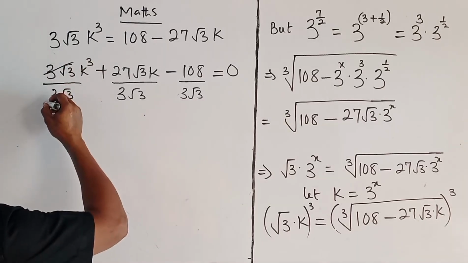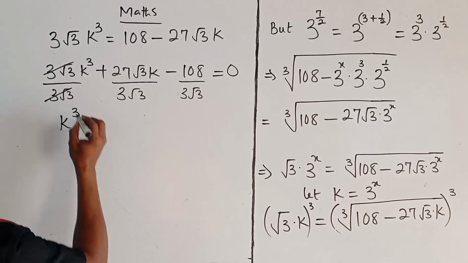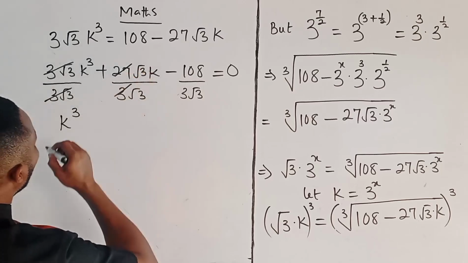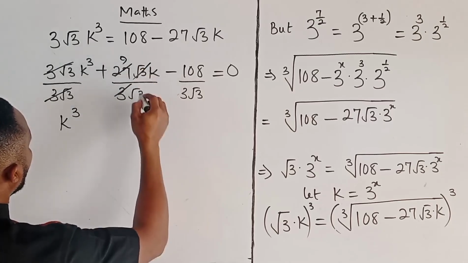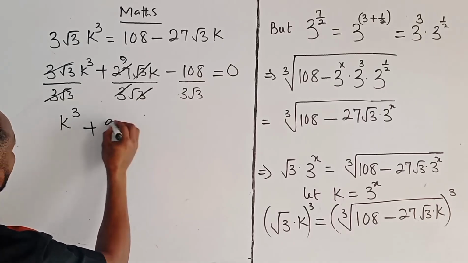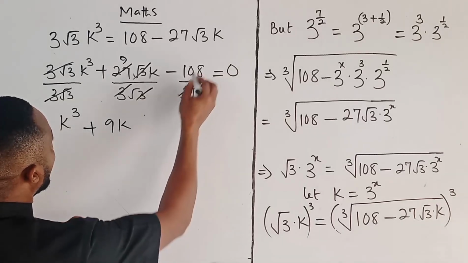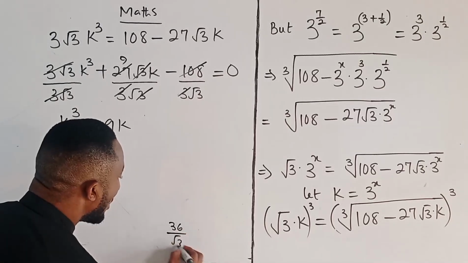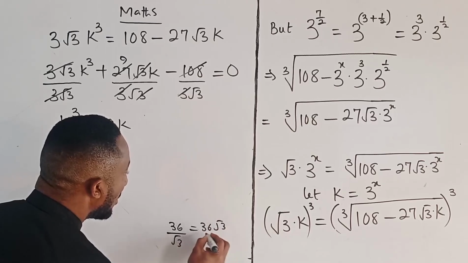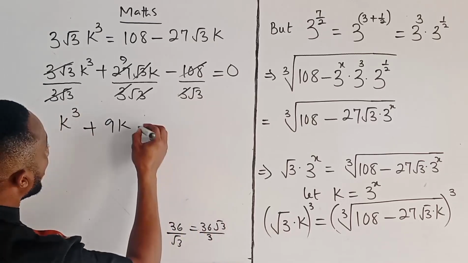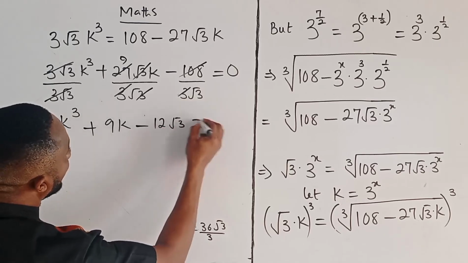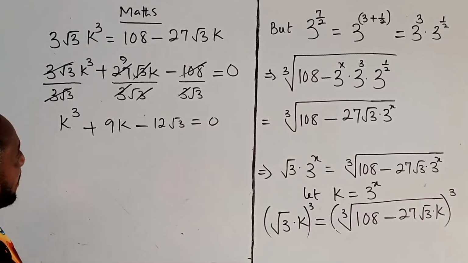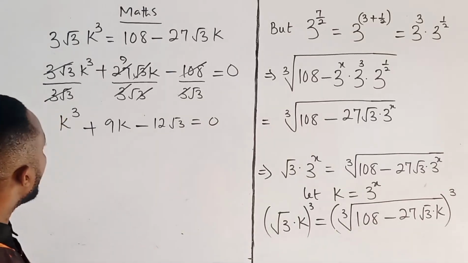So 3 rad 3, we leave the system, we have k cube. 27 divided by 3, that's 9. Rad 3 will cancel out, we have plus 9k. Here, 108 divided by 3, that's 36. 36 over rad 3, that will be 36 rad 3 upon 3. That will be 12 rad 3. 12 rad 3 equal to 0. So, this is actually a depressed cubic polynomial.